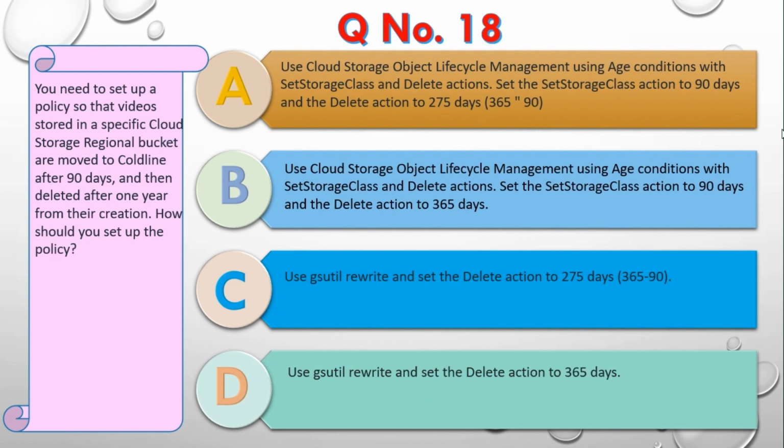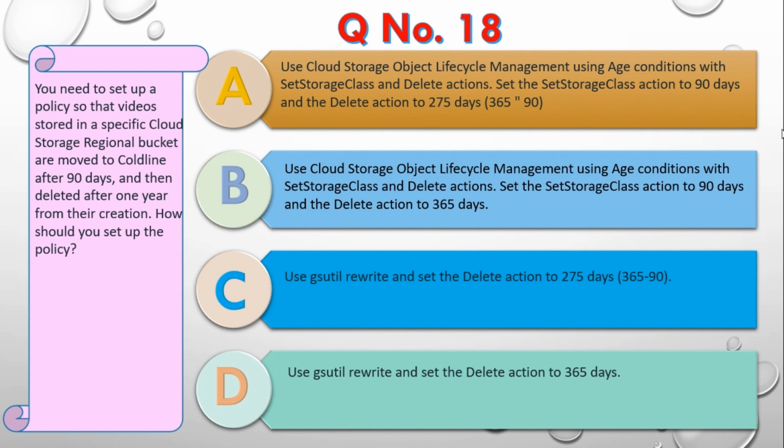Option D is the correct answer. Question number 18. You need to set up a policy so that videos stored in a specific Cloud Storage regional bucket are moved to Coldline after 90 days and then deleted after 1 year from their creation. How should you set up the policy?